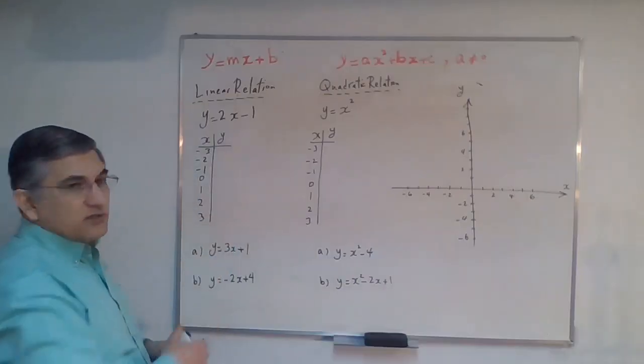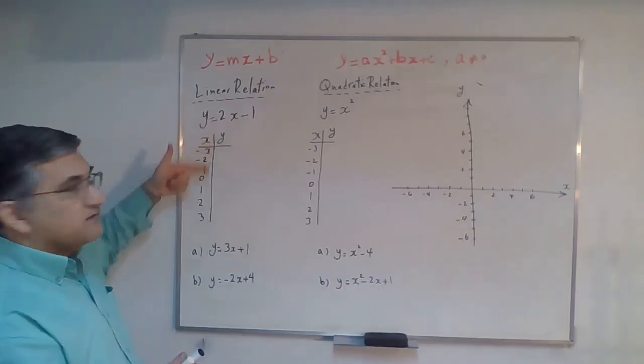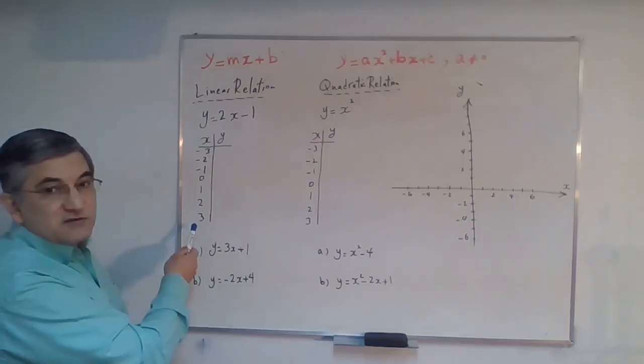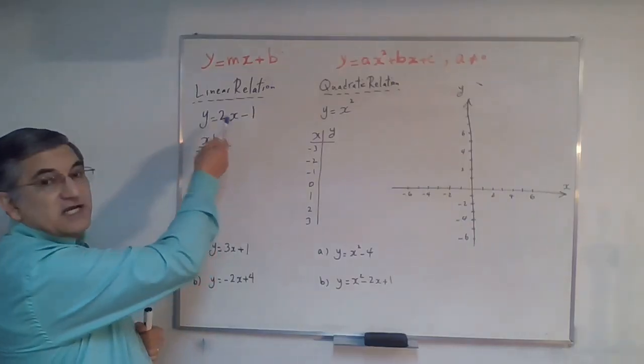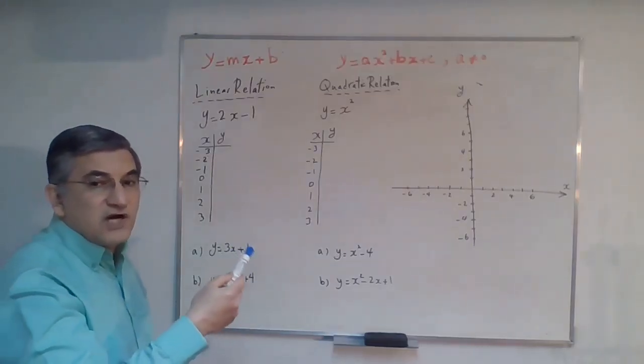We have y equals 2x minus 1. We have a table of values. We want to evaluate the value of y. So what we're going to do, we're going to substitute these x values that we selected for x, and we're going to calculate y, either using mental math or using your calculator.